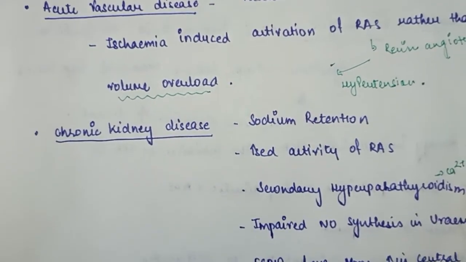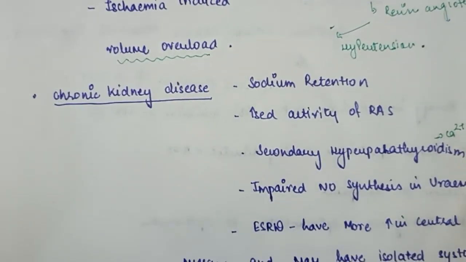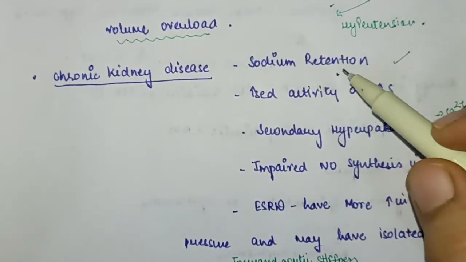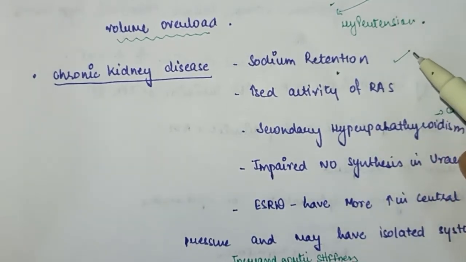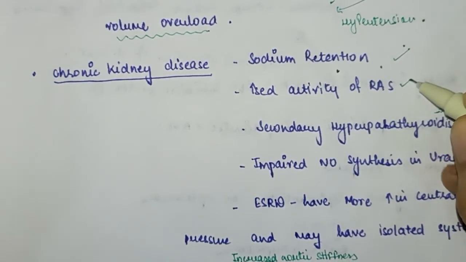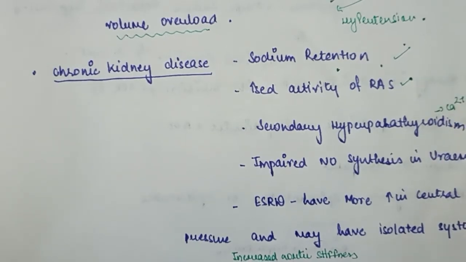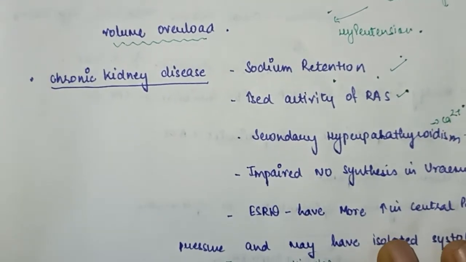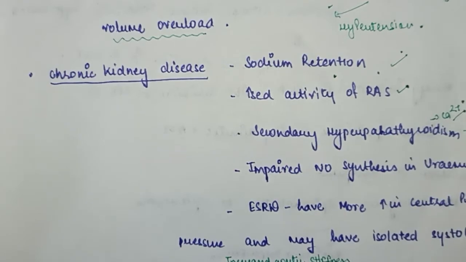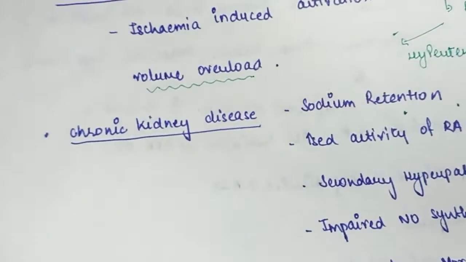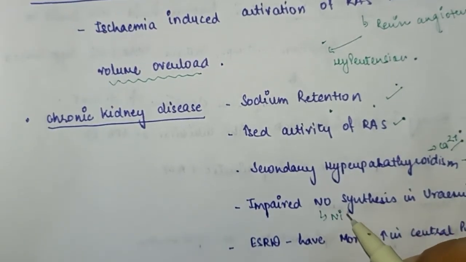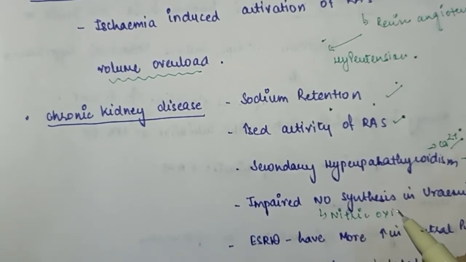In chronic kidney disease, hypertension is because of multiple reasons. The important ones are sodium retention. In CKD patients, there is a defect in tubular excretion of sodium, so there will be sodium retention. Increased activation of the renin angiotensin system. There is secondary hyperparathyroidism also in chronic kidney disease patients, which results in hypercalcemia, which can cause vasoconstriction and hypertension. There will be impaired nitric oxide synthesis in uremic patients, which also results in vasoconstriction.